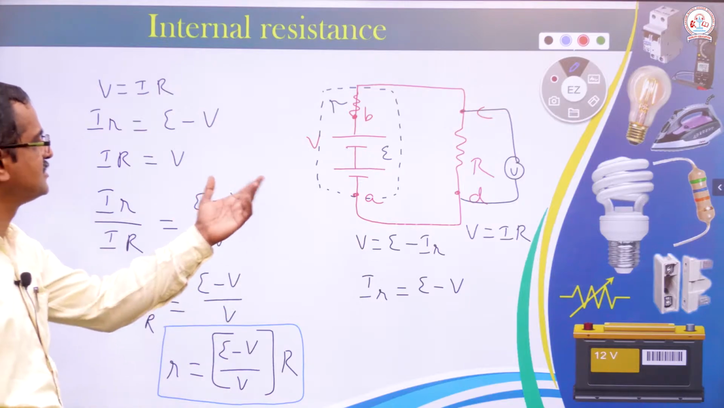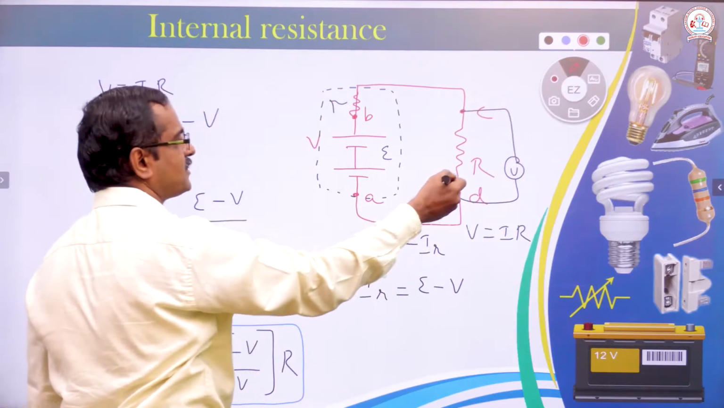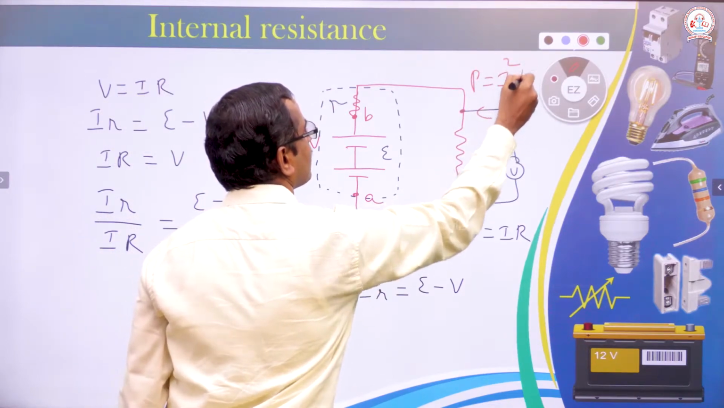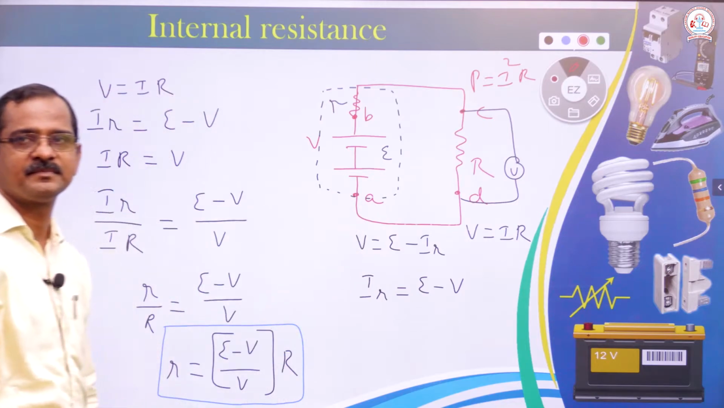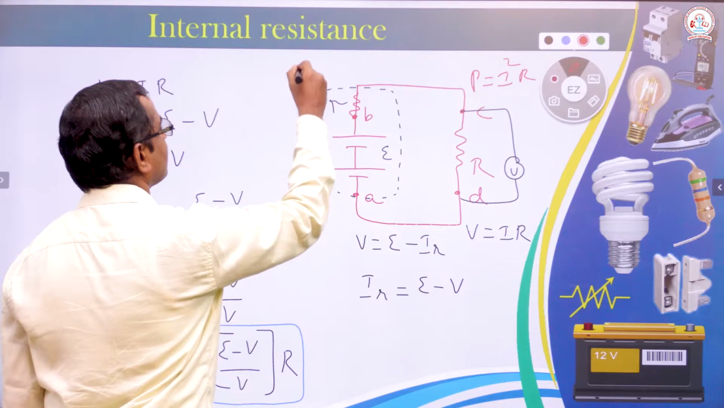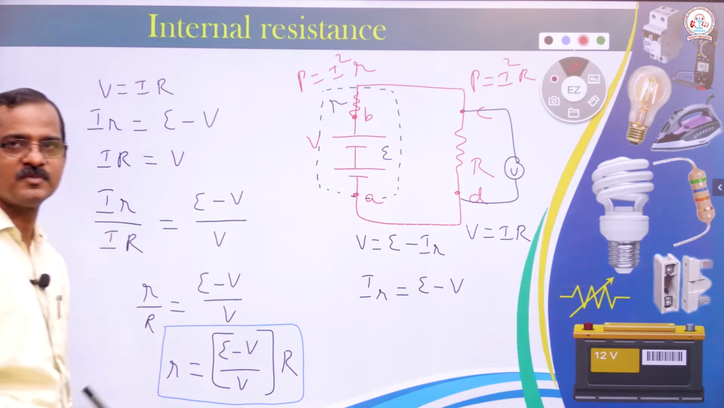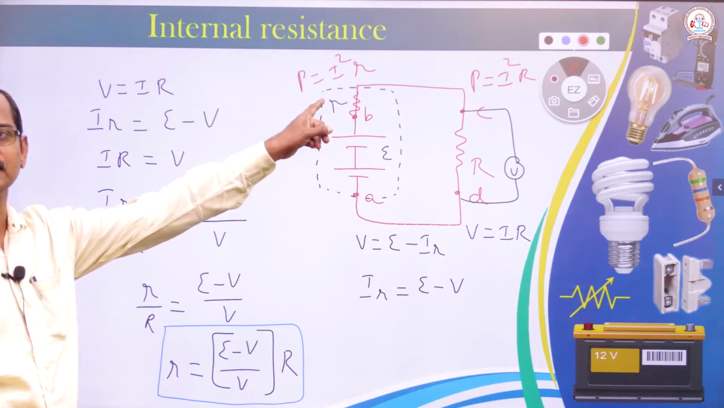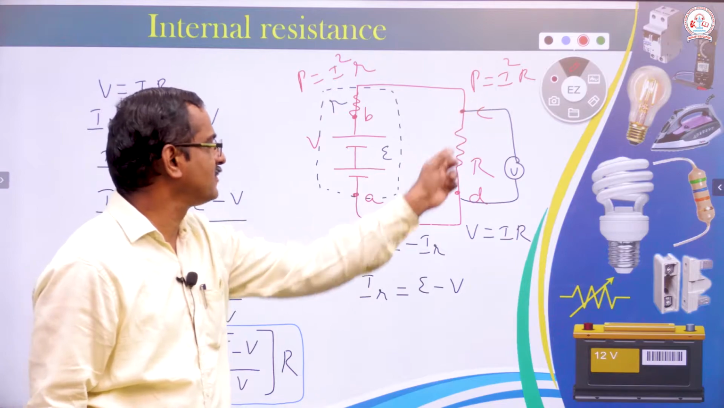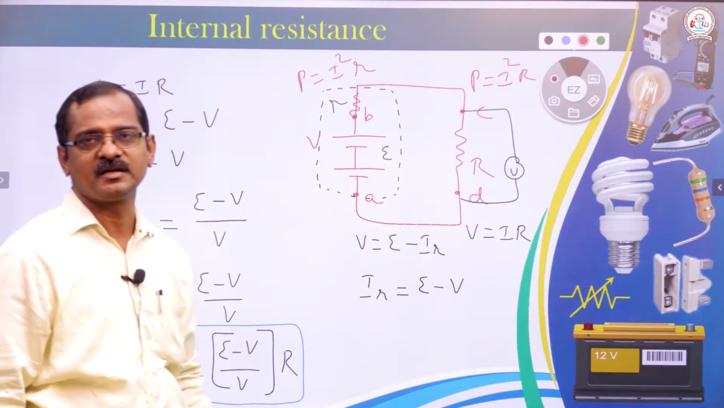How much power is dissipated here? Power equal to I square r. Therefore, I square r amount of power is dissipated in the internal resistance. And power equal to I square R is the amount of power dissipated in the external circuit, in the resistor which is connected in the external circuit.